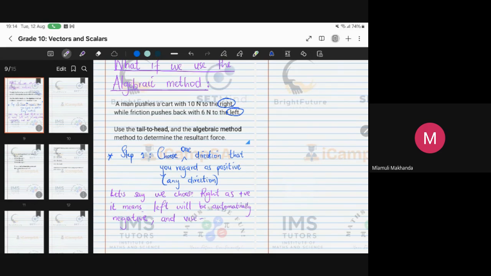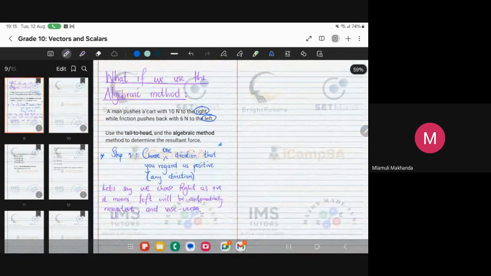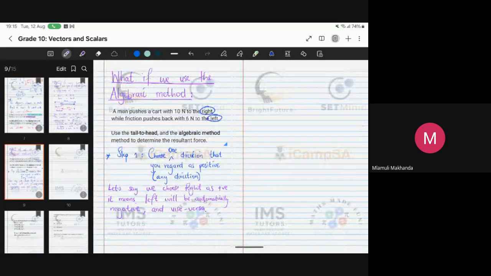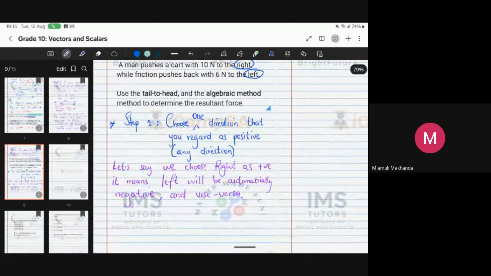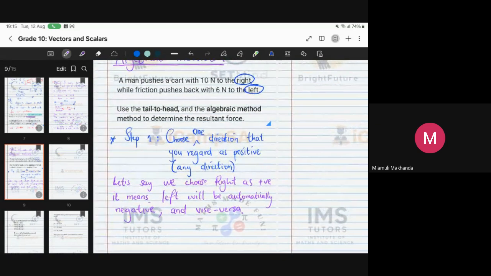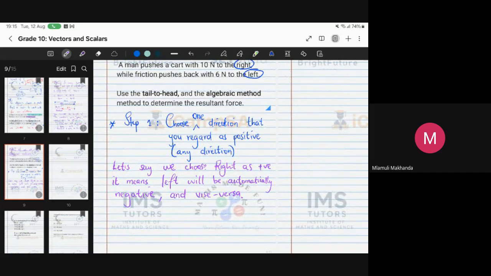And vice versa. I forgot how to write vice versa. It should be something like this. You will check it there on your English vocab. Right. Now, vice versa just means the opposite is also true. Okay, so this is the first step.